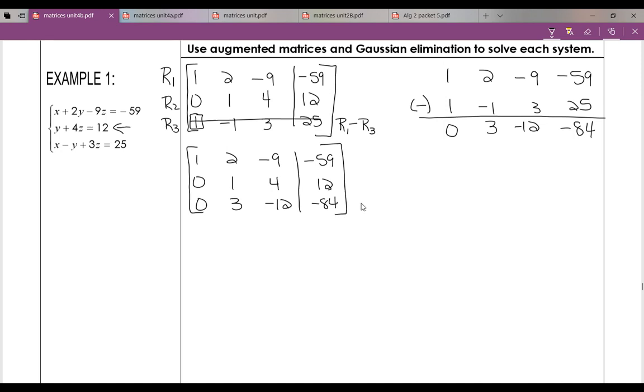Now, always identify your row operations next to the row that you are replacing. Okay. I didn't put R1 minus R3 up here because I wasn't replacing row 1. I need to fix row 3. Okay. Now, I got my 0. Well, my next problem, that needs to be a 0.